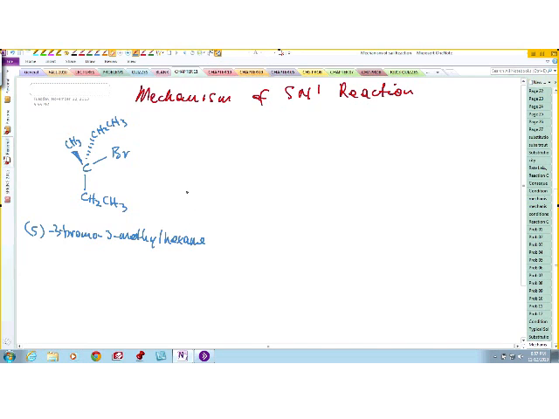Explain again. The first thing that happens in the reaction mechanism: we are going to have cleavage of the carbon-bromine bond. This bond will break heterolytically, so that now you form a carbocation.